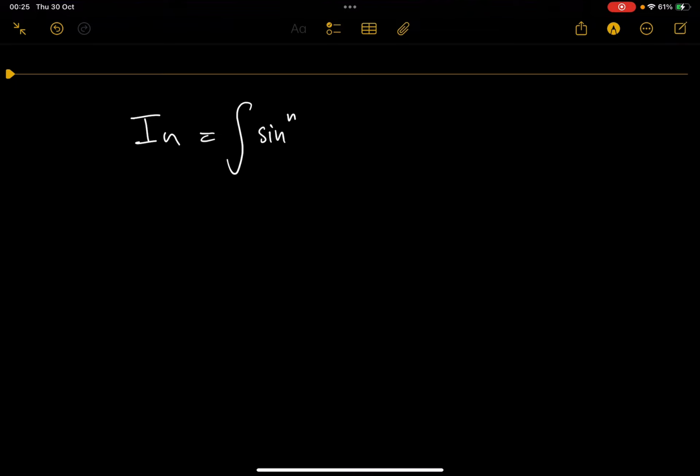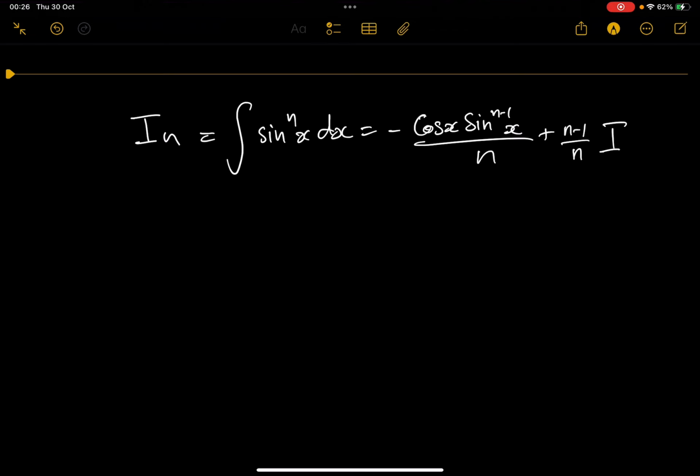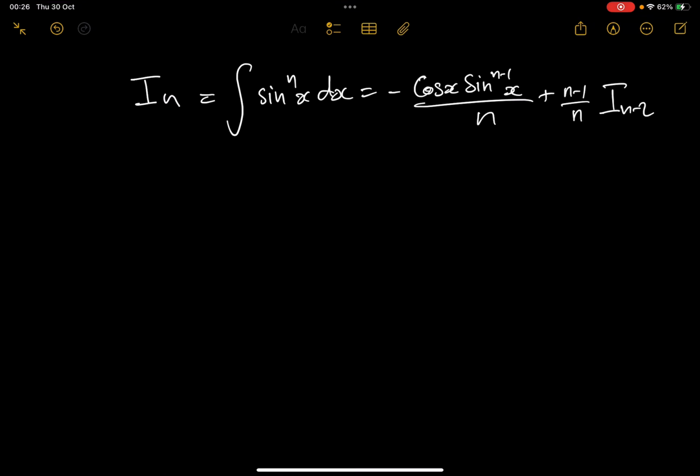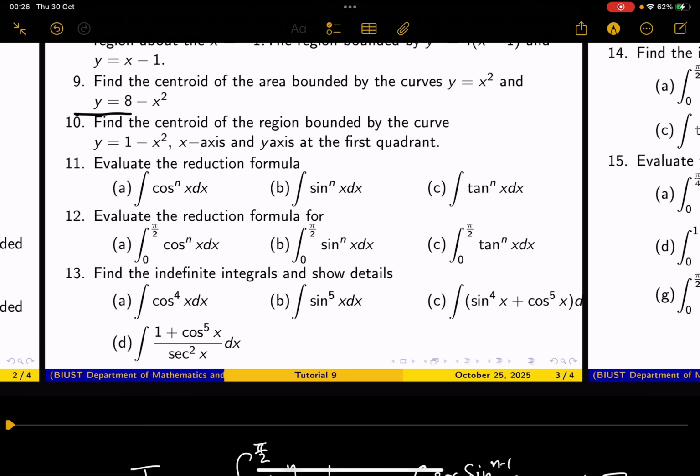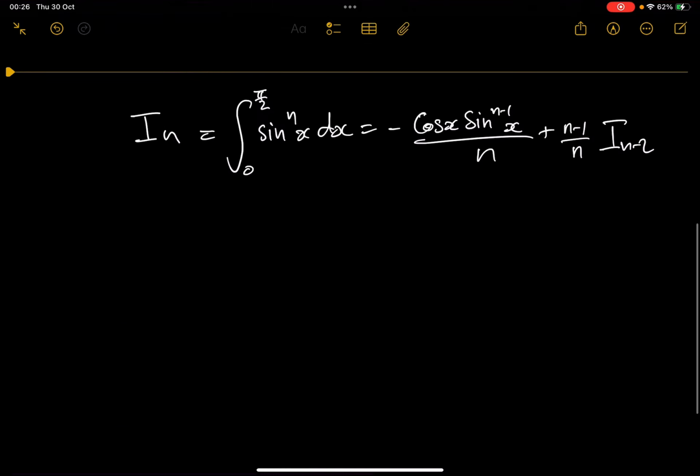For sine^n x dx, we said the integral of sine^n x dx is equal to minus cos x sine^(n-1) x over n plus (n-1) over n times I_(n-2), if you evaluate sine to the power n x. So now, what if you want to evaluate it from pi over 2 to 0? Just as we can see from this problem, we want to evaluate this. Now you have the limit.